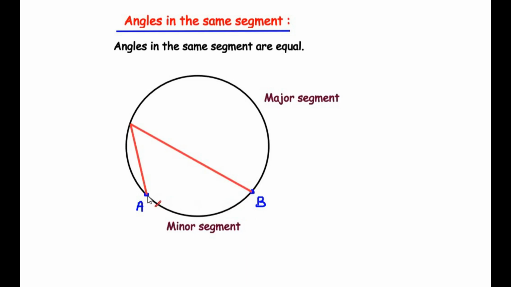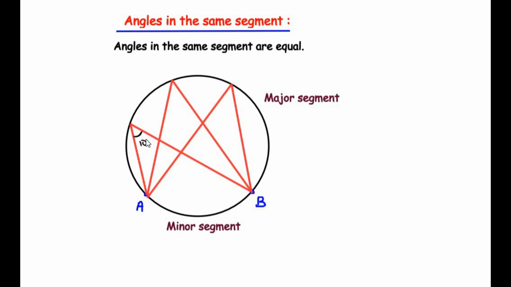Now using the same 2 points, I am going to draw multiple angles in the major segment. So maybe this way. So according to the theorem, the angles in the same segment are equal. So for example, if here we get an angle of 10 degree, then this angle at this point is also going to be 10 degree, as well as over here, because all the 3 angles are made in the major segment. So let us see how we can make use of this theorem now.